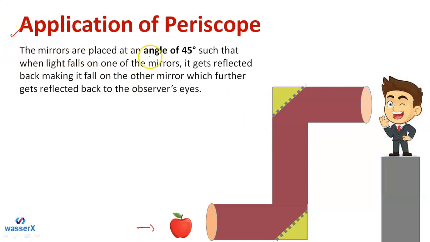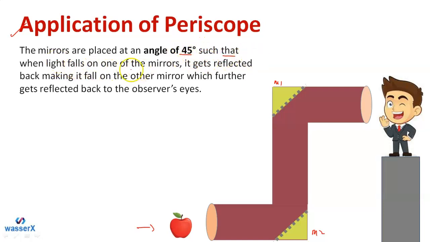So the mirrors in the periscope, students, are basically placed at an angle of 45 degrees. Here we have two mirrors. This is M1, and this second one is M2. These are the two mirrors which we have placed at an angle of 45 degrees, such that when the light falls on one of the mirrors, it gets reflected back.